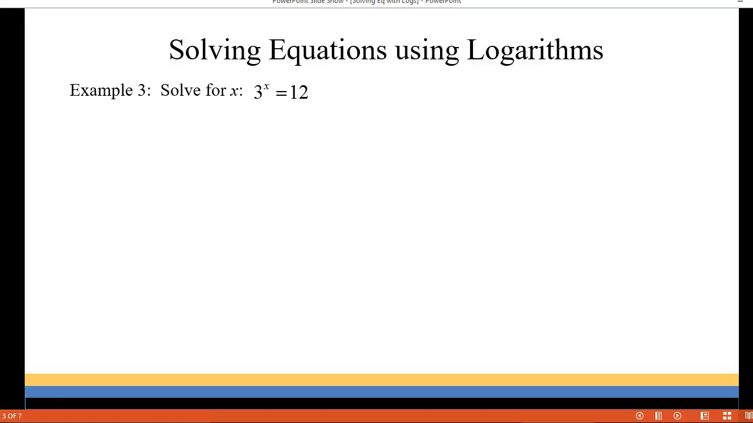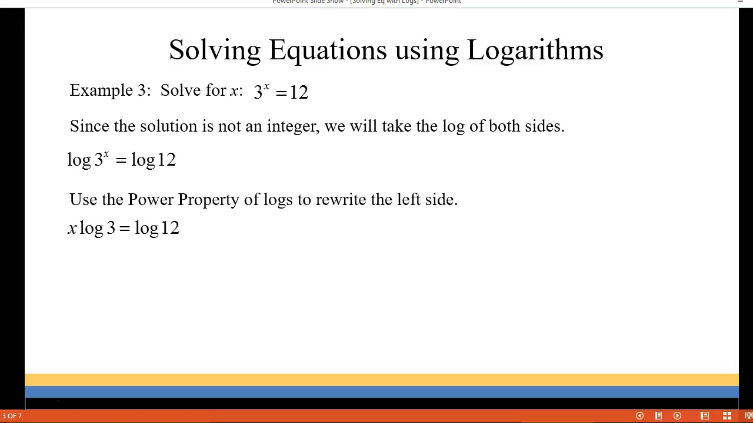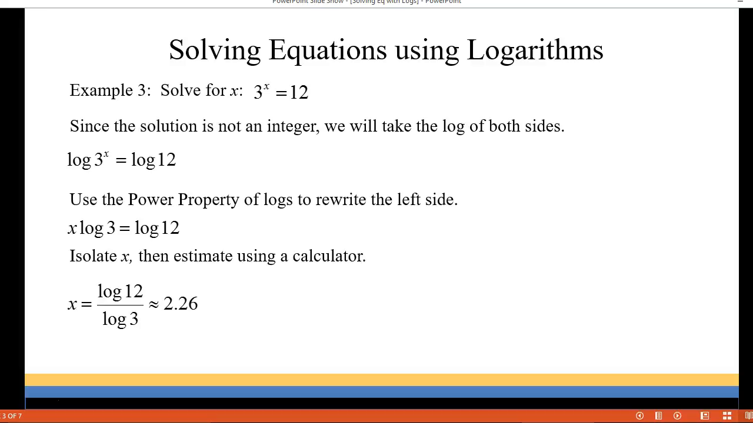Let's solve for x in this equation: 3 to the x equals 12. In this case, your exponent is not going to be an integer, so it's not easy to guess the answer. So what we're going to do is take the log of both sides. And I took the log in base 10, or the common log. Then I'm going to use the power property to get the x in front of the log of 3 rather than being in the exponent. And then I just need to isolate x. So I get log 12 over log 3. Then you just put that ratio in your graphing calculator or any calculator, and you get 2.26.